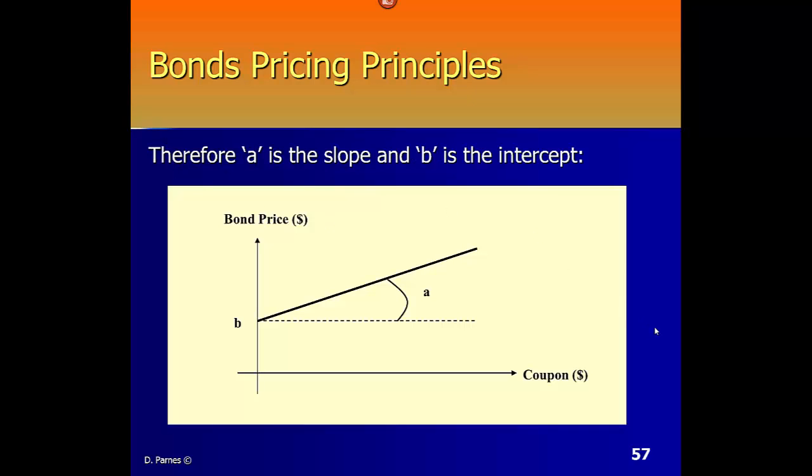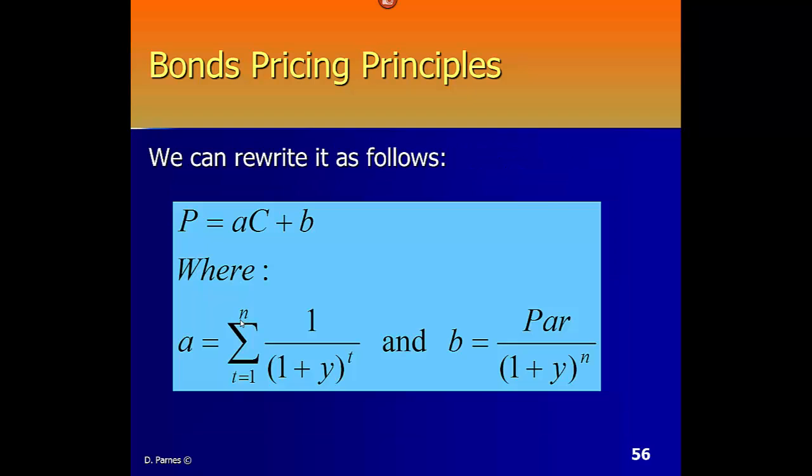If you plot it, this is what you will get: bond price as a function of the coupons. A here is the slope, B here is the intercept, where you can see the interpretation. This is the slope, the sum of the reciprocals, 1 over 1 plus the yield to maturity to the power of t, while the intercept is simply an independent term that does not contain C. It has nothing to do with the coupons; it is simply the par value discounted to present time, or divided by 1 plus the yield to maturity to the power of n.